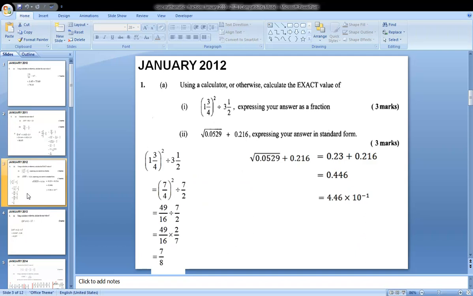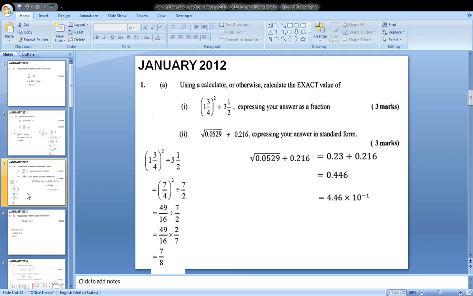The 2012 January past paper. Question 1A has two parts to it. It says, using a calculator or otherwise, calculate the exact value of. When it says exact, as it shows in all caps, it means exactly what appears on your calculator, that is what you are going to write in giving your answer. So the first part is worth 3 marks.